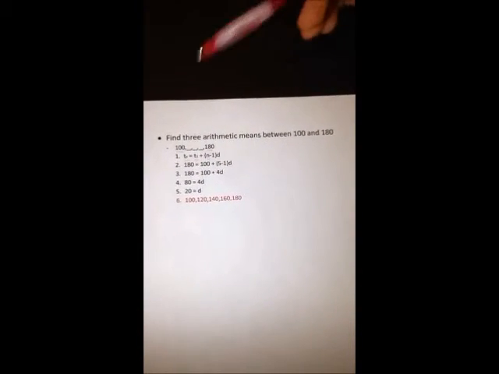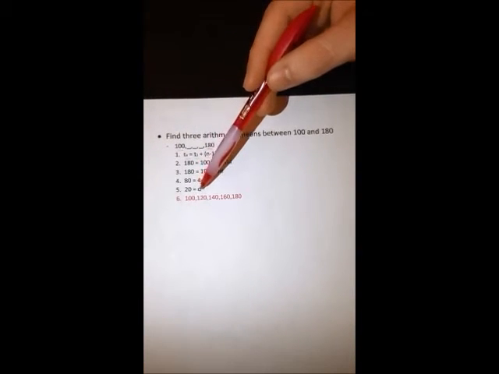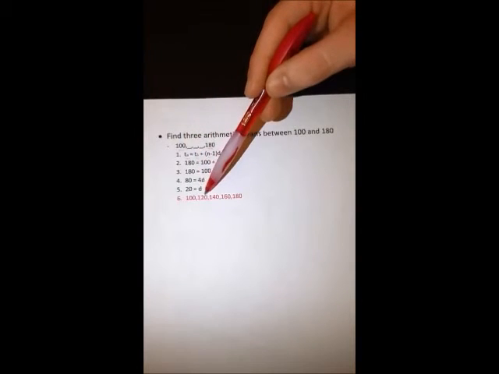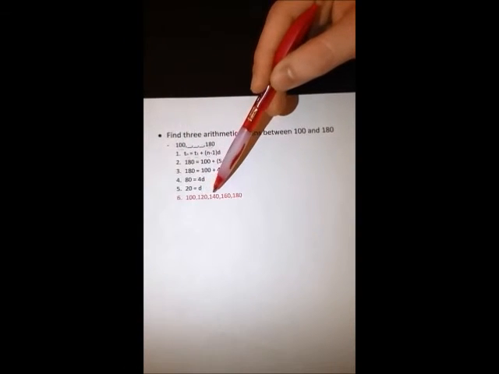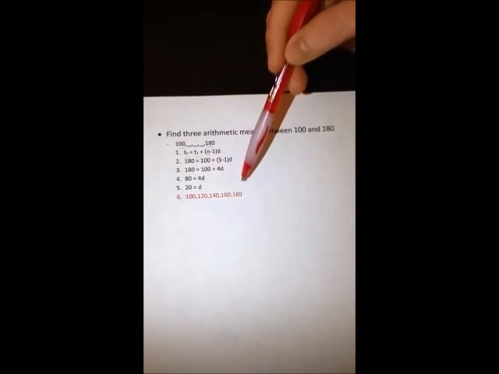Now all you have to do is add the 20 into each one of the blanks. So you add 20 to 100, you'll get 120. Add 20 to 120 equals 140, and add 20 to 140 equals 160. And lastly, you will get the pattern, finally.